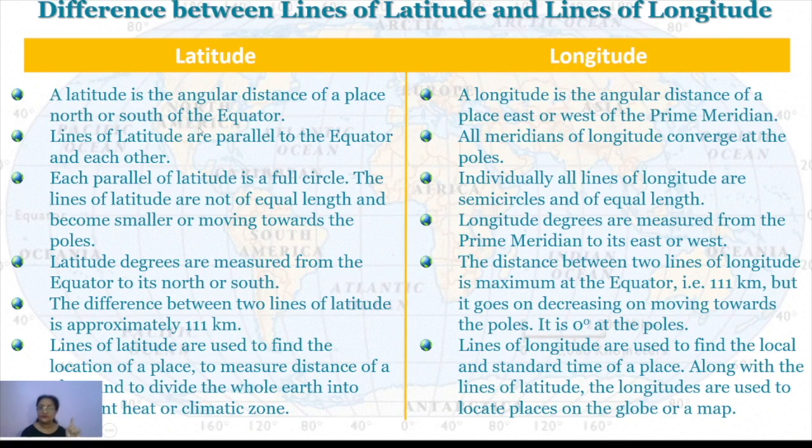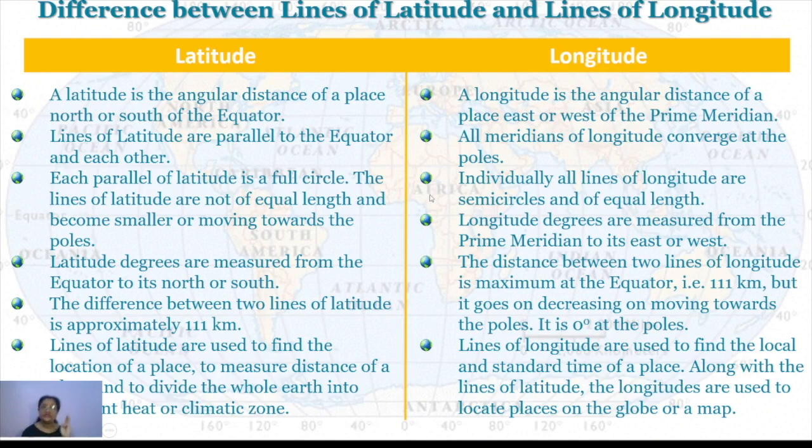Number one, longitudes are the angular distance of a place east or west of the prime meridian, or the 0 degree longitude. Number two, lines of latitude are drawn parallel to the equator, so these are all parallel lines. But what about the meridians? All the meridians of longitude, or simply the longitudes, converge at the 2 poles.